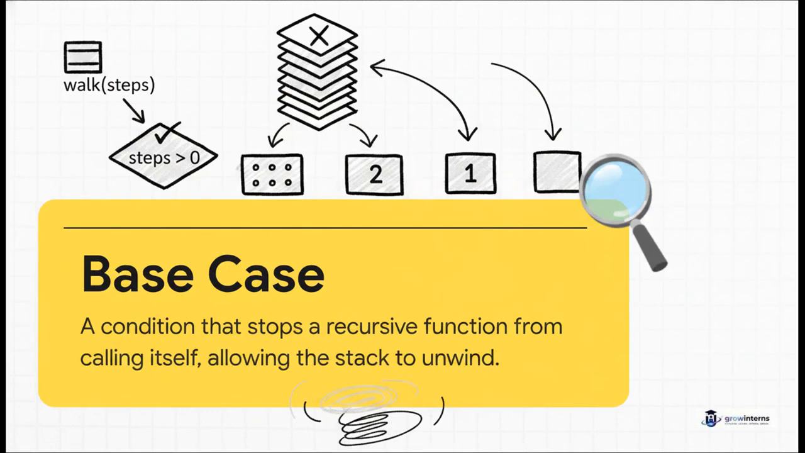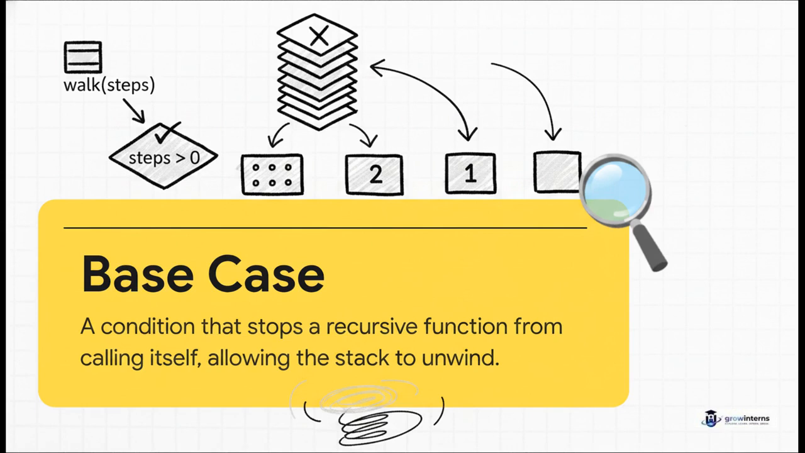Now, this whole thing would fall apart if we couldn't stop it. The single most important part of any recursive function is what's called the base case. This is the stop sign. It's the condition that tells the function, okay, that's enough, stop calling yourself. For our walk function, the base case is when steps hit 0. When walk 0 gets called, it just stops and returns. And that's when the magic of unwinding happens.